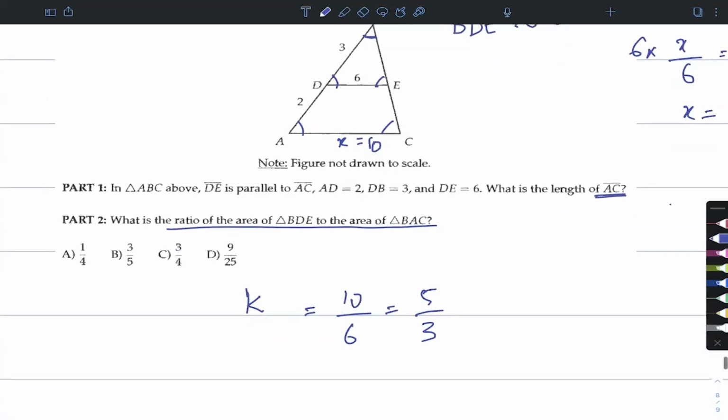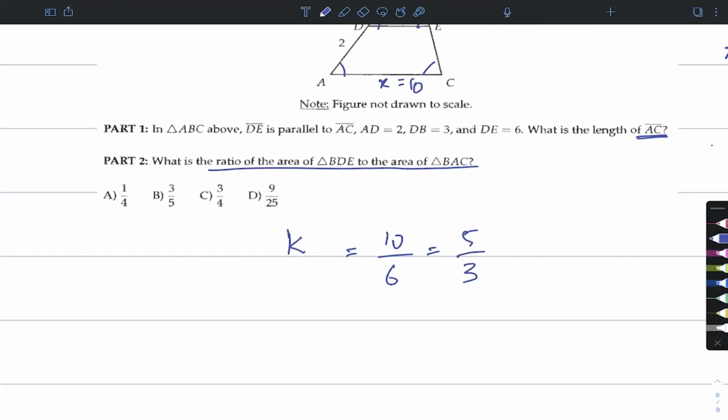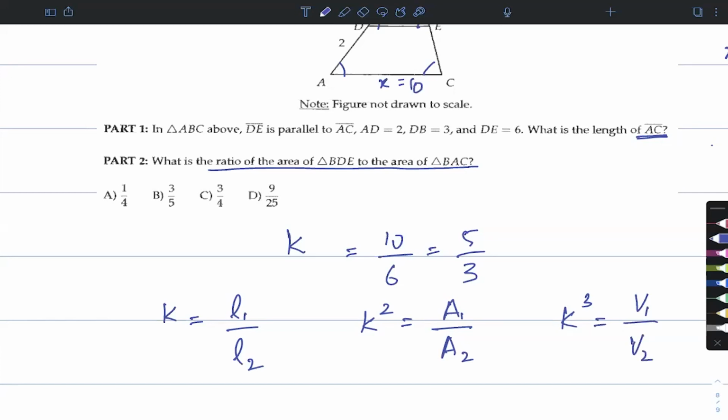Now that's K. And we say that K is the ratio of their lengths, K squared is the ratio of their areas, and K cubed is the ratio of their volumes. For all similar shapes, the ratio of lengths is K. It's a scale factor, basically how much bigger the other one is compared to the smaller one. The ratio of their areas is the square of that. The ratio of their volumes is the cube of that.